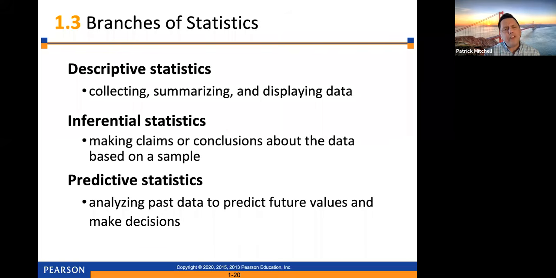And I'm not sure that we're going to be doing this third thing in this class, analyzing past data to predict future values and make decisions. But that is a thing that people do.